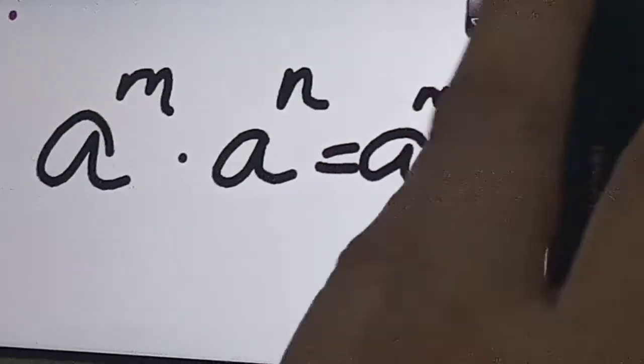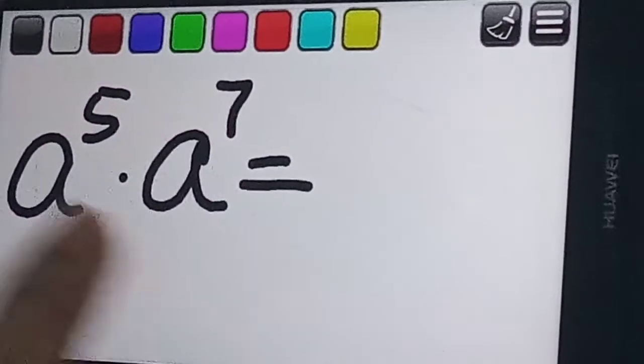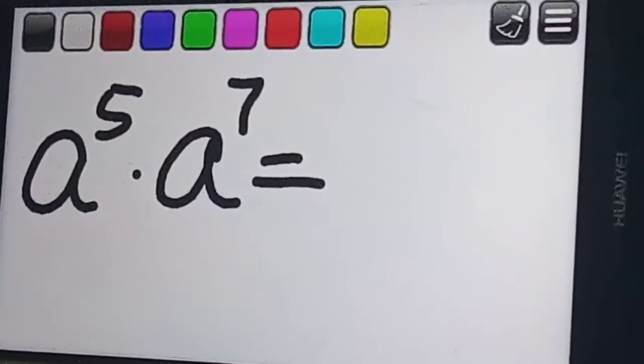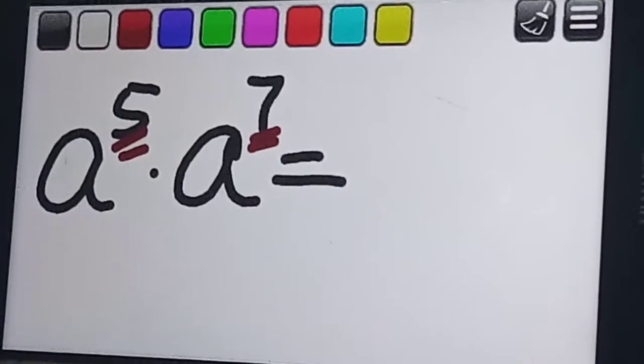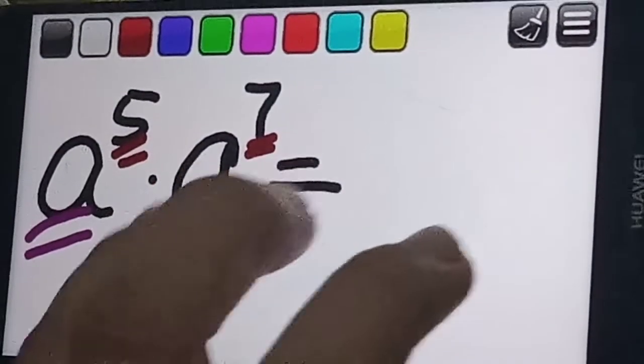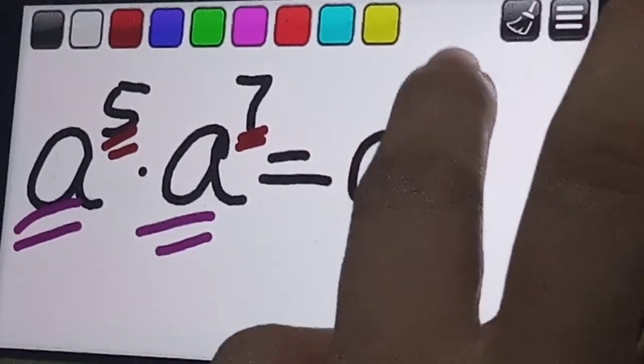Let's now have another example. Suppose that you have a to the fifth power times a to the seventh power. What do you think is the answer? Just simply add the exponents. You have 5 and 7. 5 plus 7 will give you 12. As you notice, their bases are the same. So the final answer would be a to the 12th power.